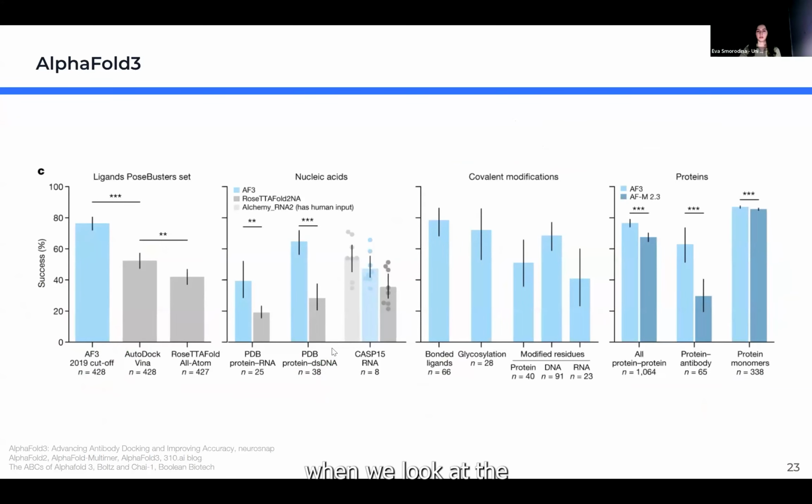Overall, when we look at the statistical evaluation of AlphaFold3 predictions, you can see that it performs superior to the currently existing famous physics-based models or other AI models, and the overall quality is quite high and higher than the previous models.